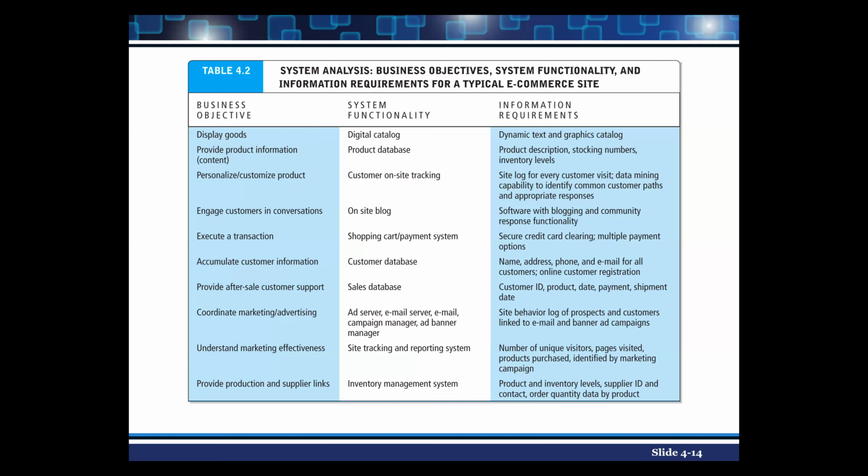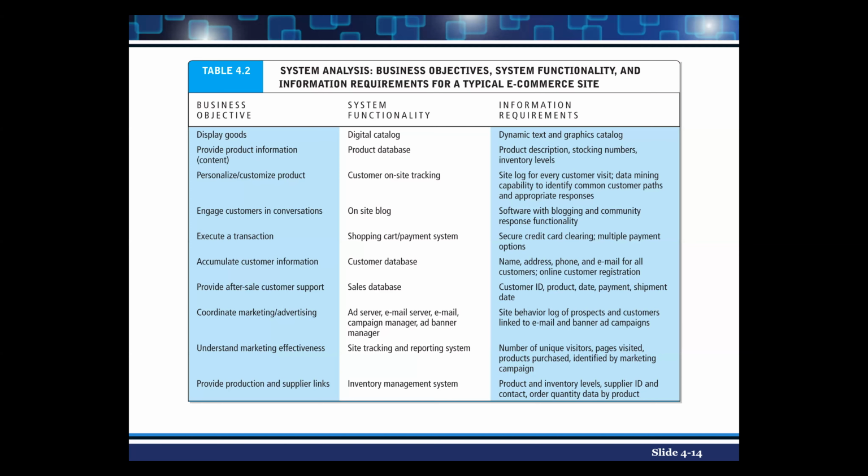And lastly, if you say that your business objective is to provide production and suppliers link, the functionality of the system should have an inventory management system. And in the inventory management system, we should provide product and inventory levels, supplier ID and contact, order quantity data by product. These are the things that we need to have in order to support the inventory management system.